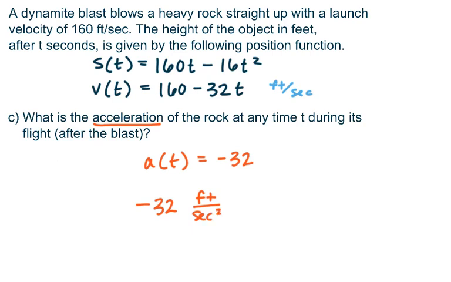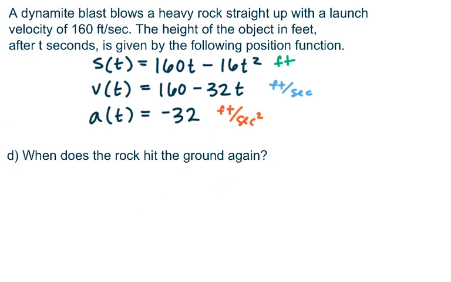So think about it. We started with our position function, where s was in feet. We differentiated with respect to time, and we got velocity, which is feet per second. Differentiating feet per second with respect to time gives feet per second squared. Right? So a constant negative acceleration, negative 32 feet per second squared.